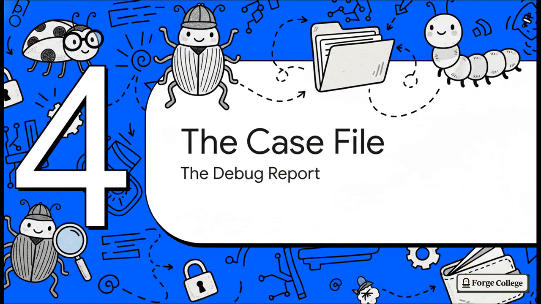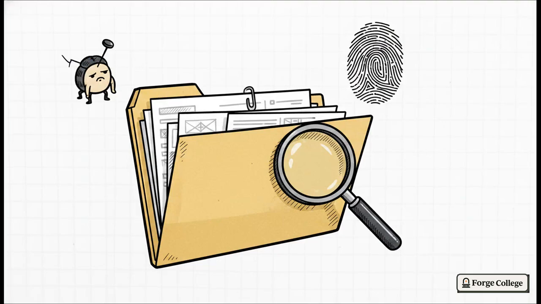Section 4. Building the case file, the debug report. Once we've caught the bug on tape, we have to build our case file, or in the dev world, the debug report. Look, a sloppy detective leaves notes on napkins. A master detective builds an airtight case file.